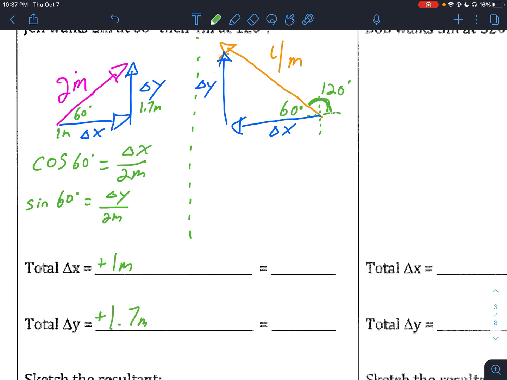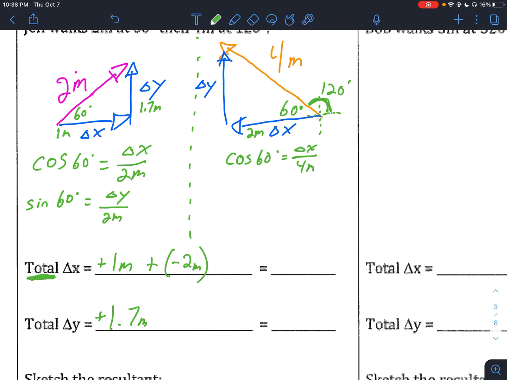Now let's go with our 4 meters. So cosine 60 equals delta x over 4 meters this time. Plug that into my calculator, and I'm going to get 2 meters here. But it's moving to the left. So if we said to the left is negative, again, we're summing, we're getting a total of negative 2 meters.